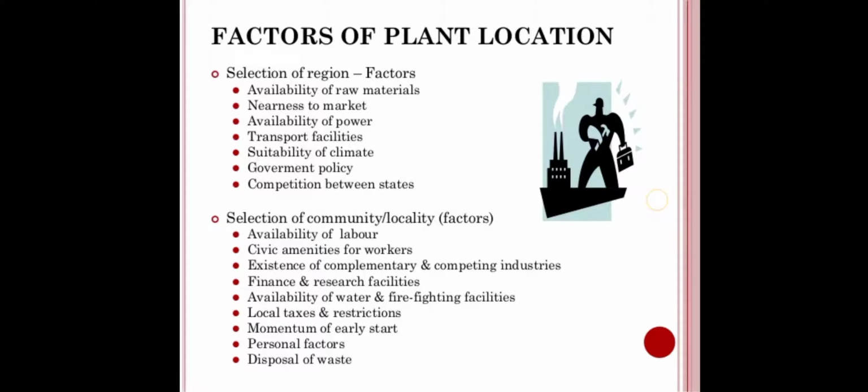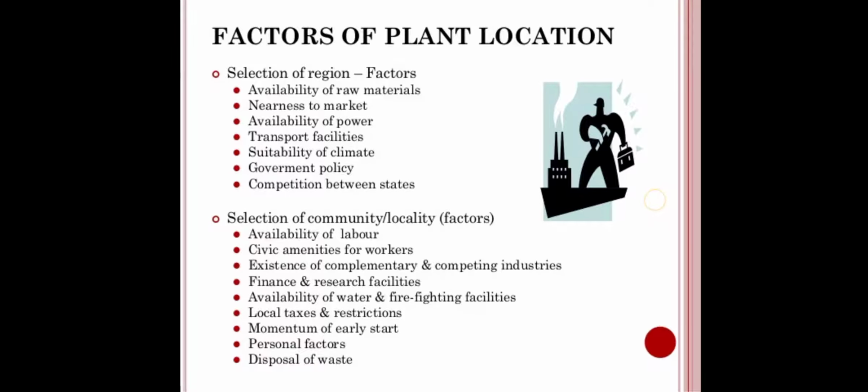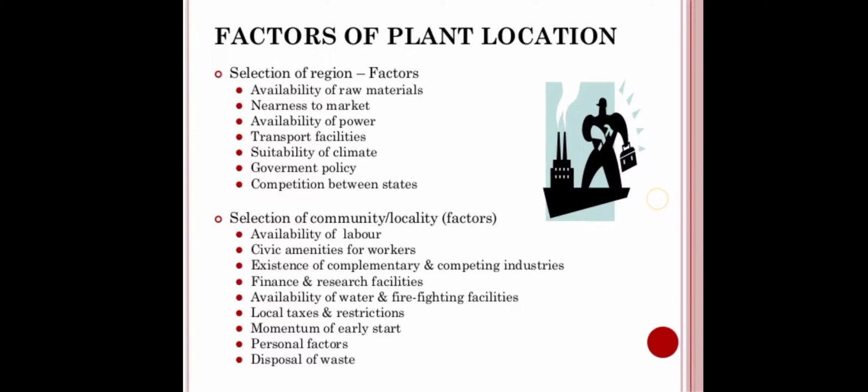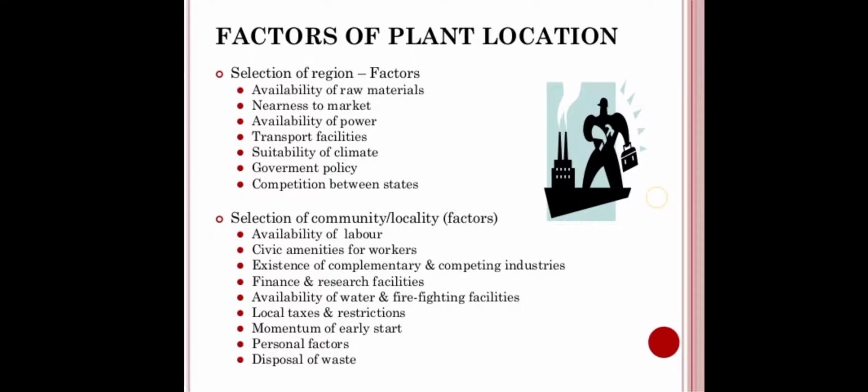Then availability of power is very important. As we know, the food plant has perishable items, so refrigeration, storage facility, intermediate product processing facility, everywhere temperature is the most important factor for the extension of shelf life. So availability of power is important. Then transportation facility is important as we are dealing in perishable items.